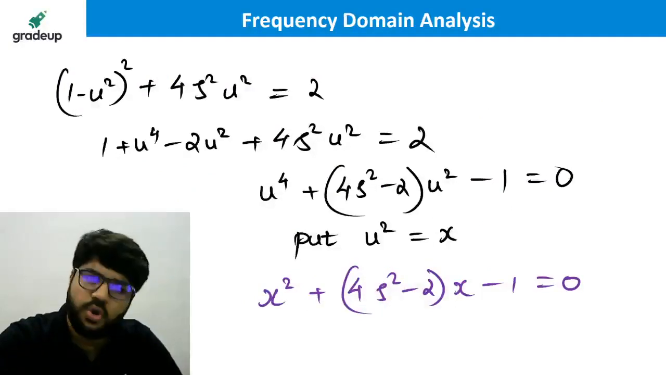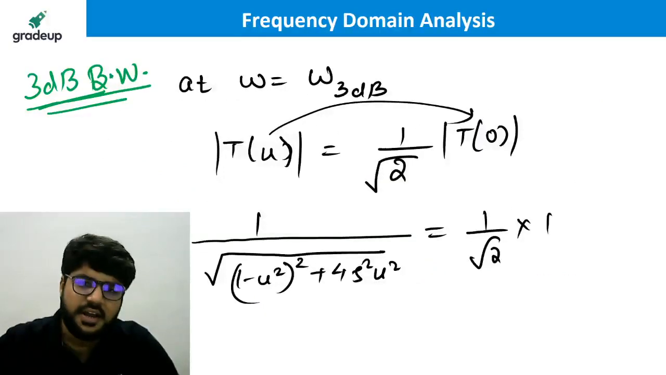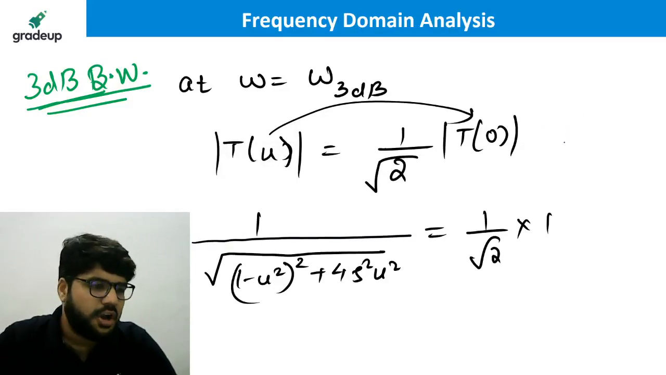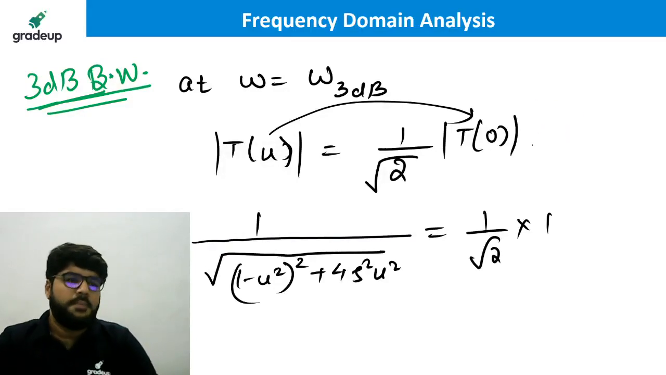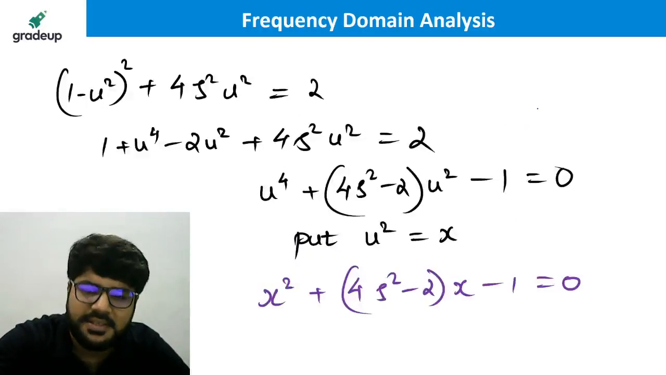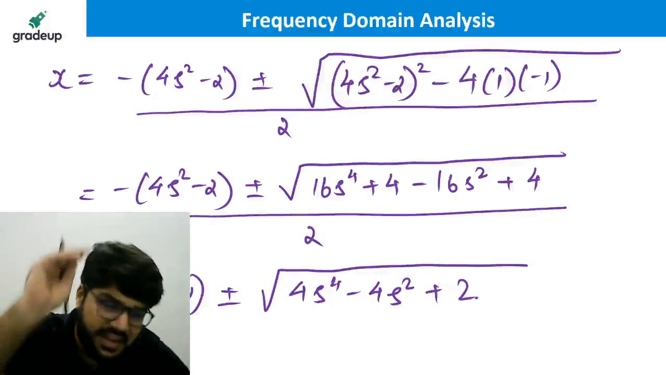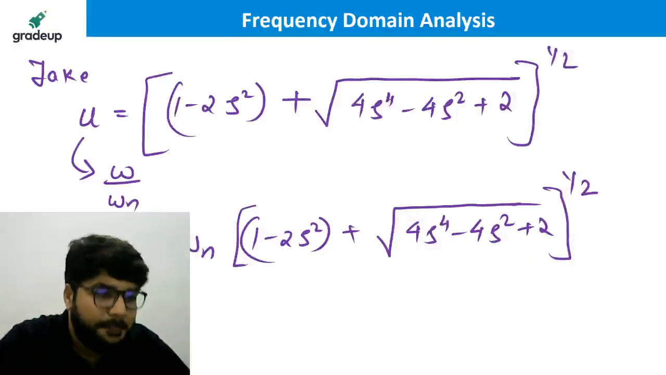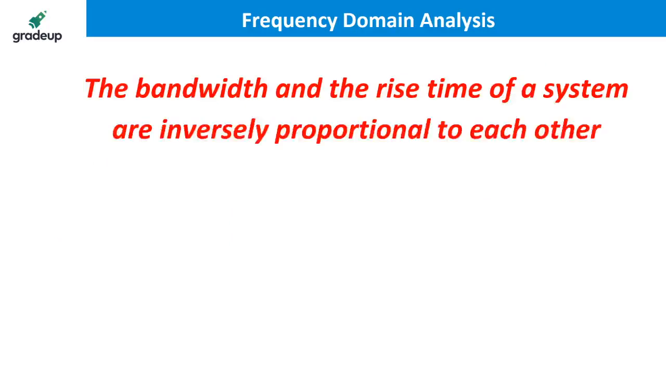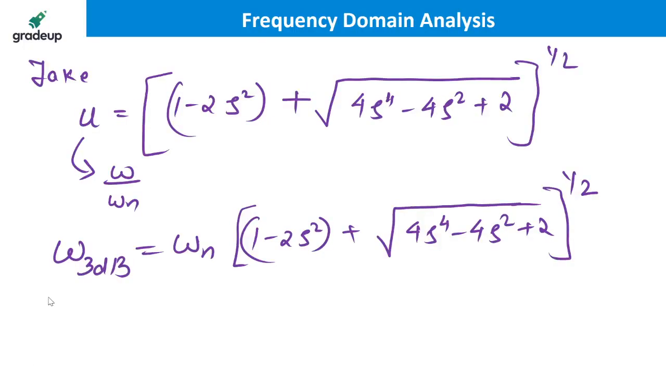Suppose if it comes, you know the transfer function of a second order control system. Just use this: mod of T(ju) is equal to 1 by root 2 mod of T(0). Use this directly rather than remembering such a formula, which has very low chances of coming. But with this formula, I want you to understand one general conclusion.